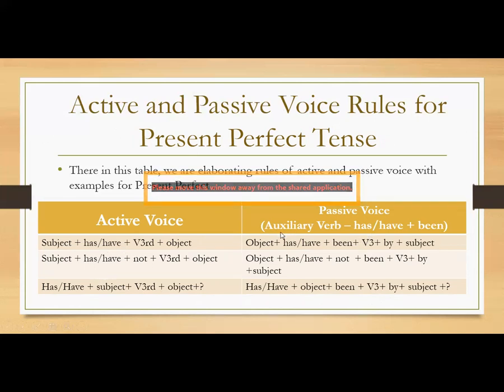Then moving directly to present perfect tense, the auxiliary verb or the helping verb. Helping verb basically means auxiliary verbs. Passive voice helping verb is has, have plus been. Basically the helping verb remains the same, but the addition is of been. Okay, let me give you a sentence. She has built a house. A house has been built by her.